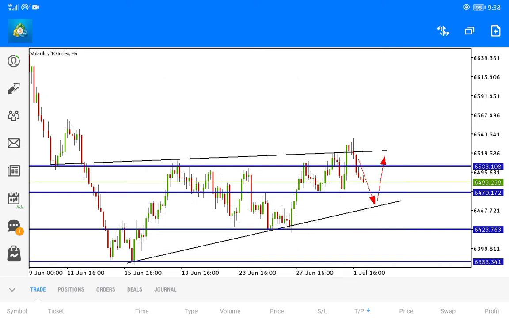Yeah. So if you don't have much capital, use the lowest lot size. I advise most people to cut lot size.